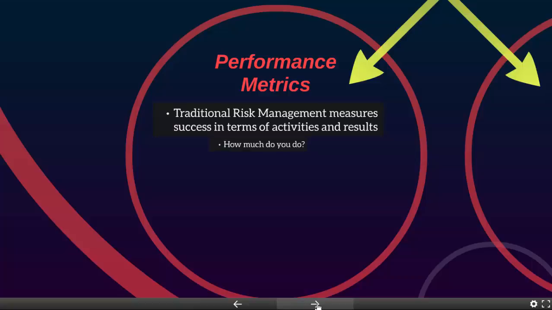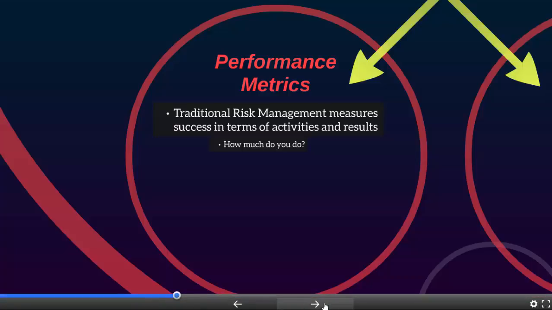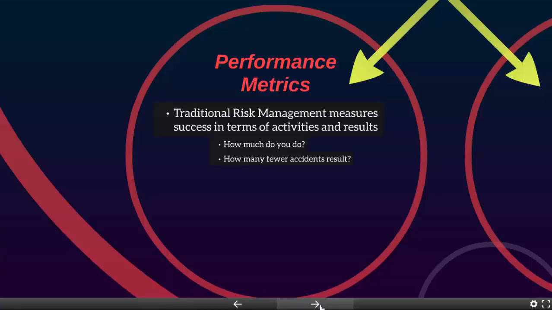For example, you might say, we held 6 trainings in a year to show our employees how to act more safely. Or we installed 5 guardrails around our building. Traditional risk management is the number of activities or actions that you undertook to manage risk. Then you might also ask, how many fewer accidents result? So these are 2 important questions that can be asked to measure success.